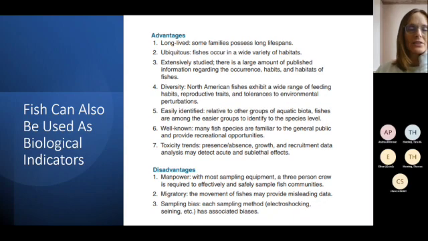And then the other one is migratory. So fish can move a long ways. They have the ability to escape pollution or poor water quality in a certain area. They have the ability to migrate and move out of that area. Also, some fish migrate for their life cycles and reproduction. So fish are a little bit trickier, and they have some disadvantages to using them for biological indicators.